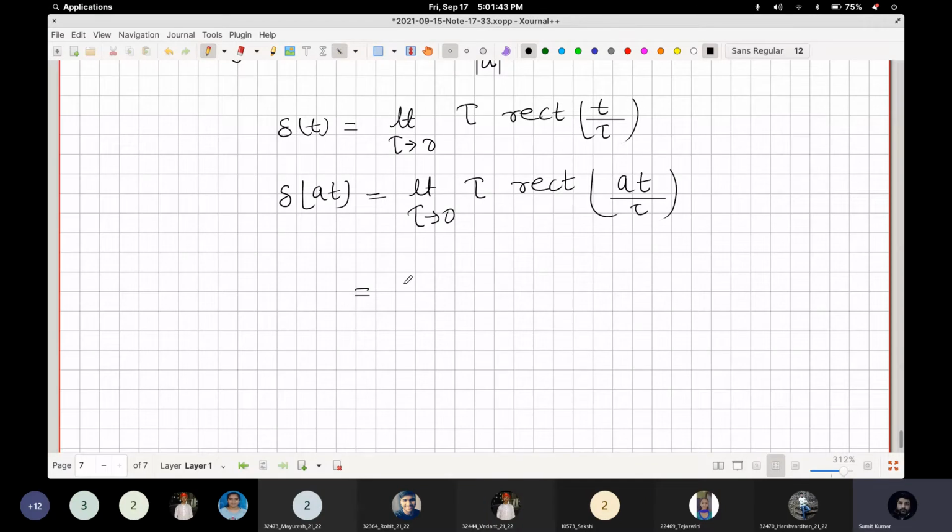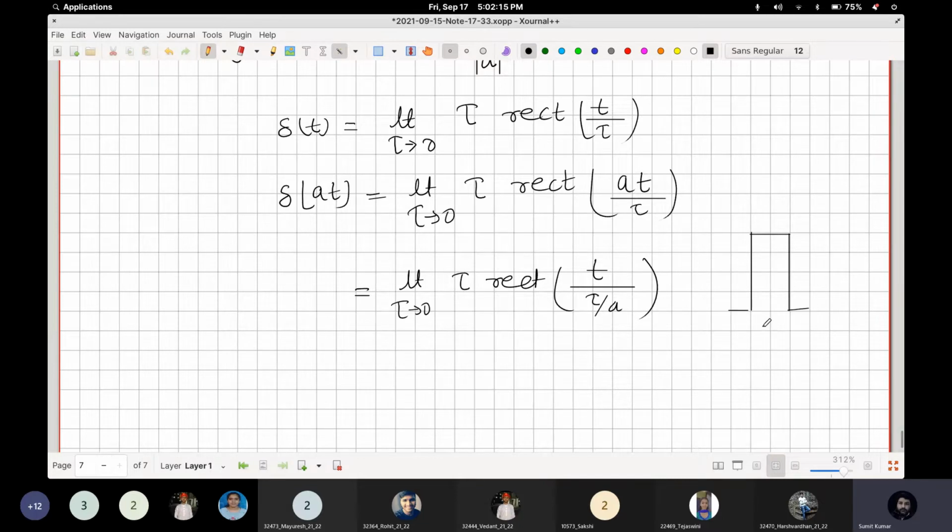Now just look at this. Let me modify this as well. So limit tau tends to 0. We have tau, and let me slightly modify this. Instead of tau, let me keep it on top, and below I write tau by a. Okay, this is like this. So this rectangle will be something like this. It will be from here to, let's say, here.